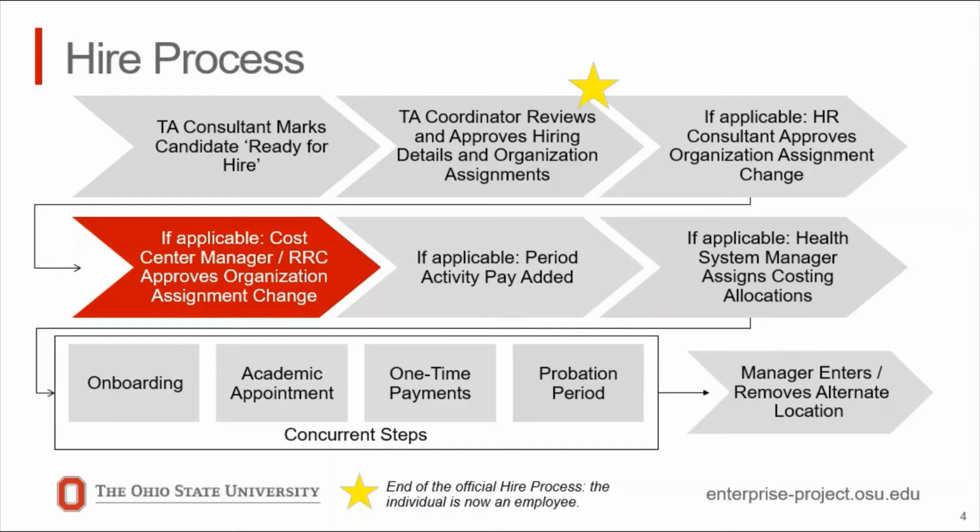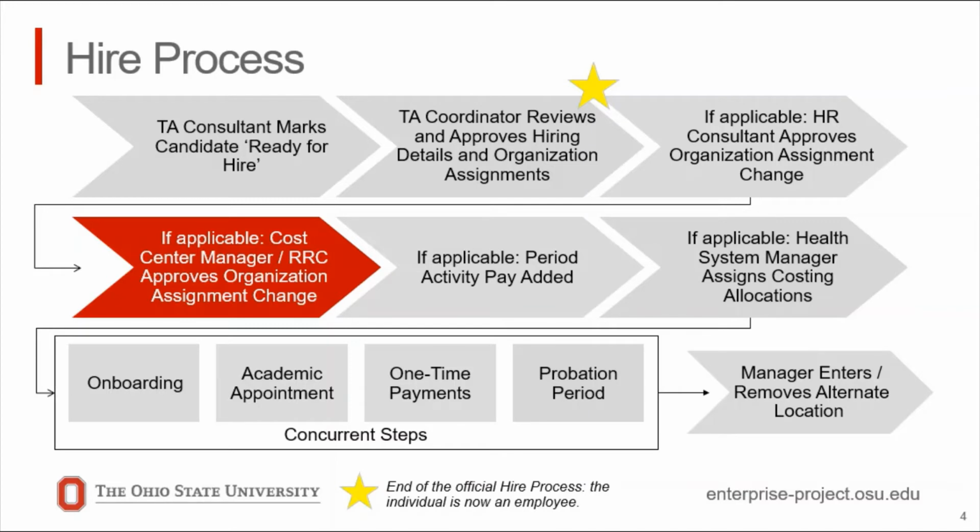The period activity pay process is related to an individual's compensation. We are not going to get into great detail about it now, but we'll cover it further in later sections of the course. Step 6. If applicable, Health System Manager assigns the costing allocations. Step 7. Concurrently, many items will begin after costing allocations are assigned.